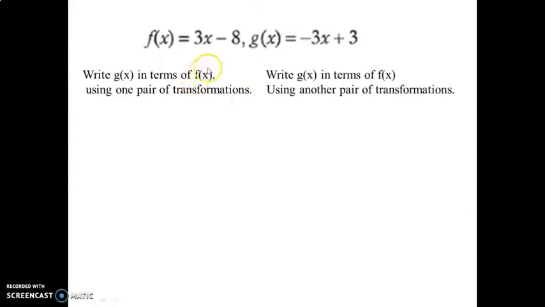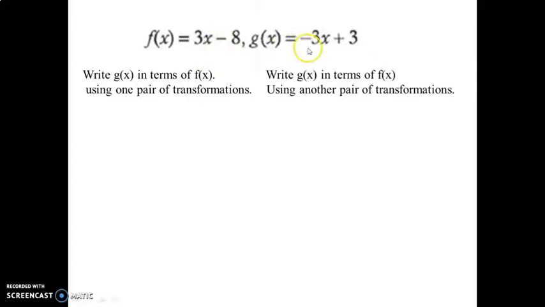Okay, let's look at this one. Here our goal is to take f of x, change it into g of x, but to do that using 2 different approaches. Use 2 transformations to change it into this, and then use 2 different transformations to change this into this. And this problem is all about seeing that there's multiple ways to get the same end result. There are different transformations that can take us to the same place. So let's look at one way.